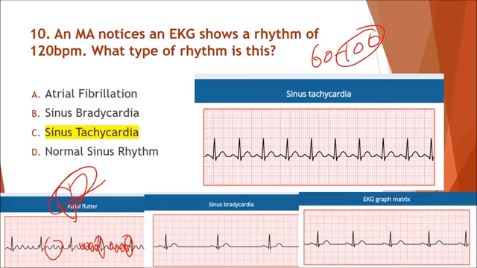Sinus bradycardia, now this one is just anything below 60, right? Because the normal heart rate is 60 to 100 beats per minute. And then normal sinus rhythm, well, this would be a heart rate that is 60 to 100.